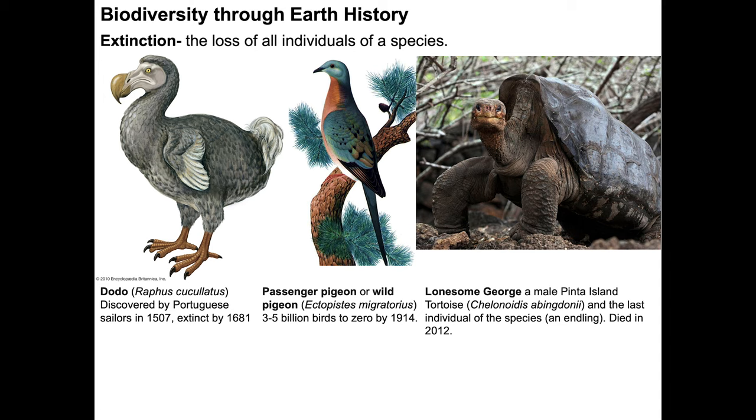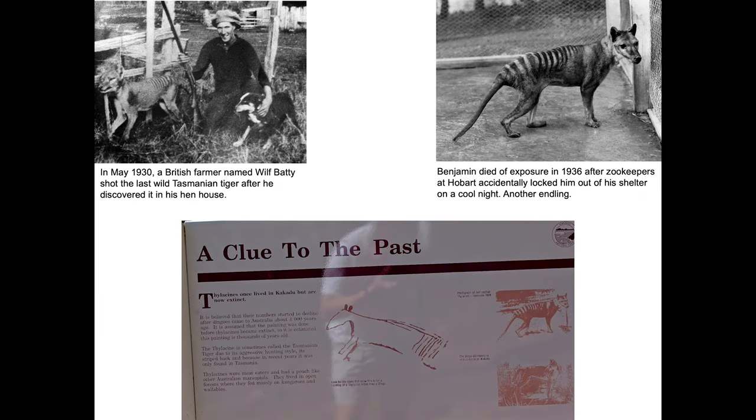This is an example from the Galapagos Islands that are famous for both evolution and extinction. Named Lonesome George, he was discovered in 1971. He's the last male of this species of giant tortoise. The last of an individual species is known as an endling. Unfortunately, George passed away in 2012. Efforts to save the species were unsuccessful.